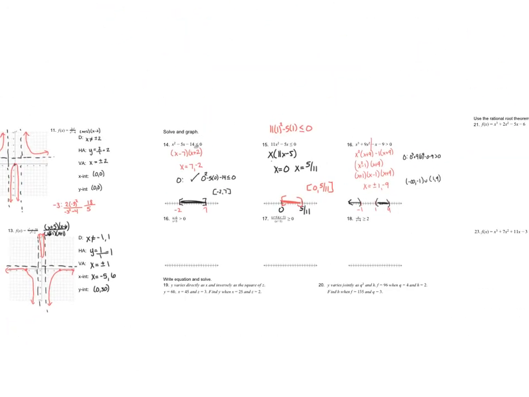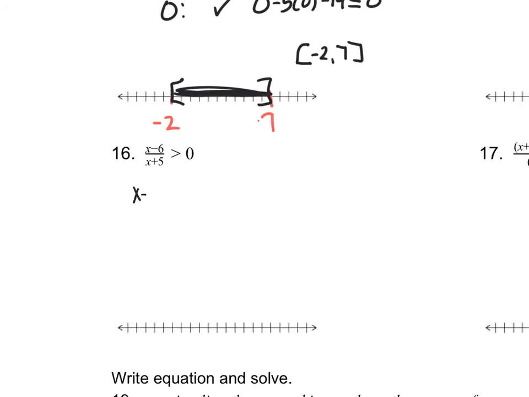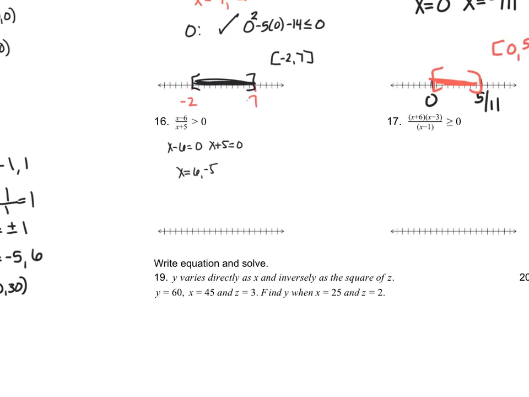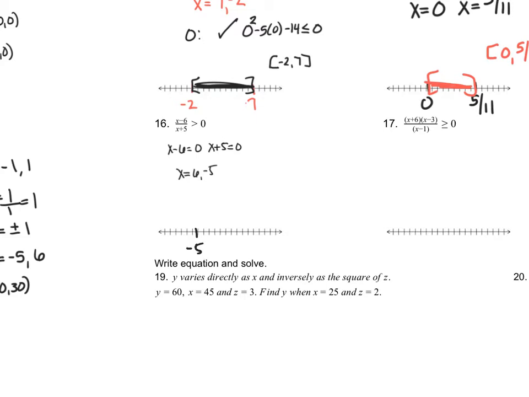For fractions, I love these guys because it's just easy. You set the top equal to 0 and the bottom equal to 0. So x equals 6 and negative 5. So we're going to go ahead and put those on, negative 5 and 6. I'm going to pick a number in between. So 0 minus 6 over 0 plus 5 should be greater than 0, not 6. So it is not. So I'm going to go ahead and shade the outsides. So negative infinity to negative 5, and 6 to infinity.